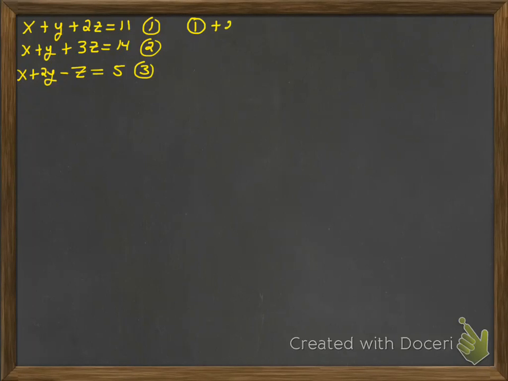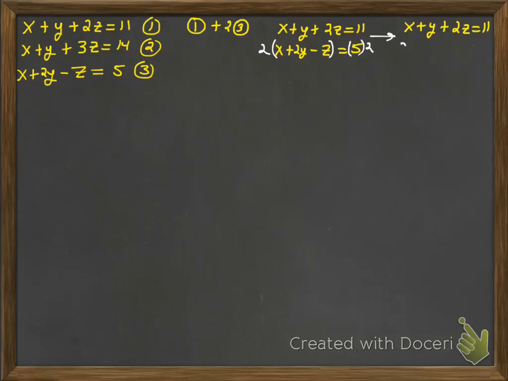So that's what we're going to write right here. We're going to take equation 1 and 2 times equation 3. So I'm just going to rewrite equation 1, and I'm going to write underneath it equation 3, and then I'm going to multiply both sides of equation 3 by 2. So equation 1 will be unchanged, but everybody in equation 3 gets multiplied by 2. And now I have what I want.